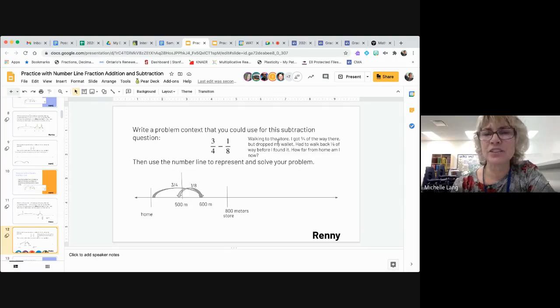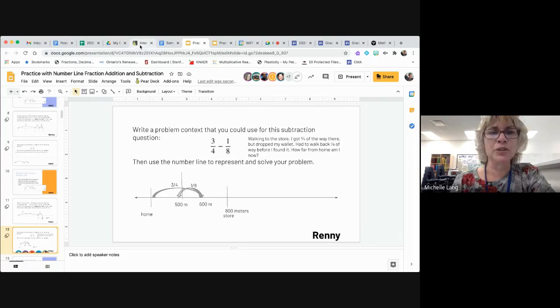Great. So what I like too about Rennie's representation is that you can see home, you can see the store. So the context is visible there. And as she mentioned, 8 kilometers didn't really make sense for her context. So she was able to just adjust the units. So again, I'm getting a lot of information about Rennie's thinking, even in terms of her thinking of measurement, not just of her fractional sense.